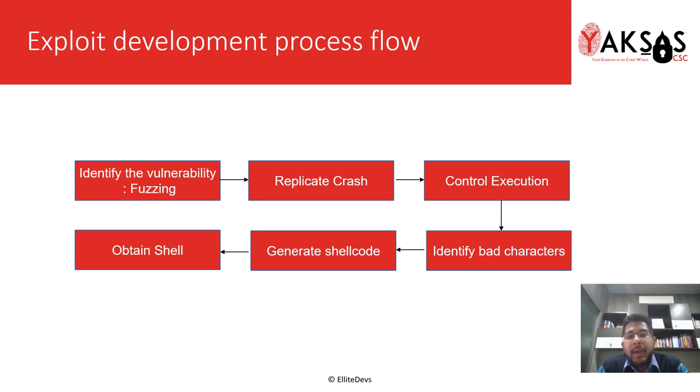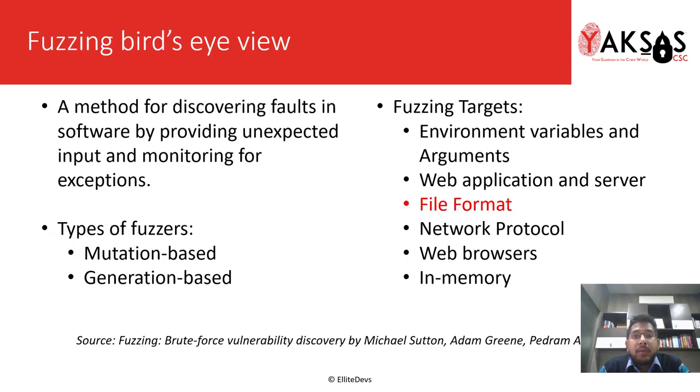So this process starts by identifying the vulnerability in an application. That process is fuzzing, which we'll be doing in this particular part. And once we have identified the vulnerability, we create code in the form of a POC to trigger that vulnerability and replicate the crash in that particular application. Then we enhance our POC to control the execution. Then we send hex characters to the application to identify bad characters. Then we generate a shell code. We can use either an automated tool like Metasploit, or you can write your own custom shell code. And then we integrate this shell code in our POC and fire it towards the target software to obtain a shell.